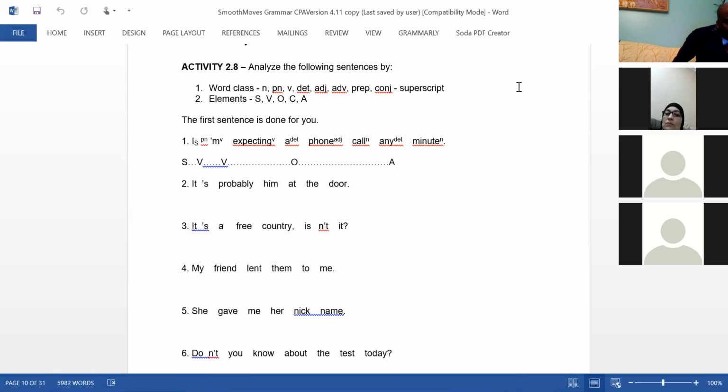That's why you have to read the sentences. Remember, these are conventions. They're not rules, even though we call them rules. And then the A is what? At the door. Here you go.